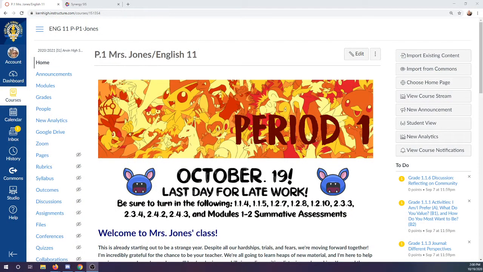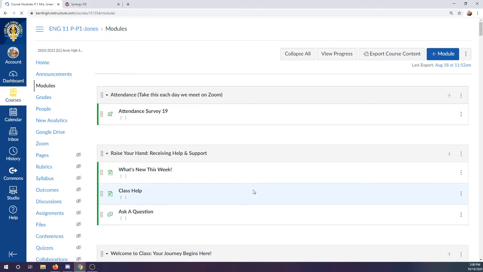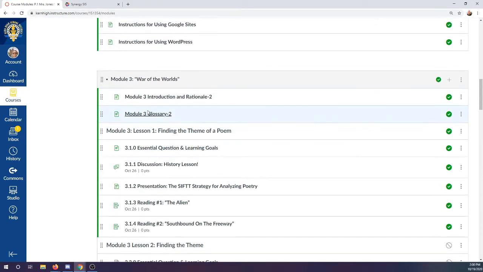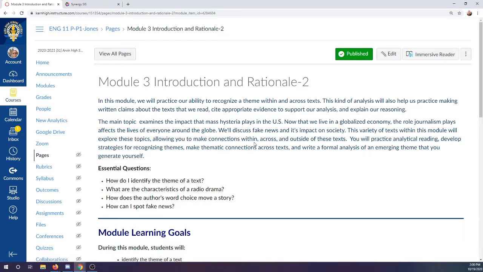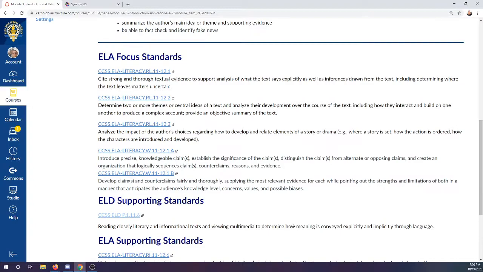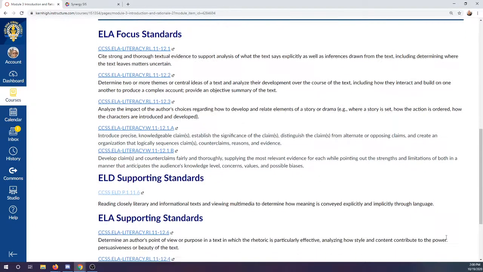All right, so we should be looking at something like this. Now, if you go to modules and you scroll down, you will see Module 3 for the War of the Worlds. If you click the first page to this module, it goes over what the entire unit is about and what essential questions and learning goals you will encounter throughout this process. And also, if you're wondering what some of the Common Core state standards are that you'll be learning, they're listed right here.